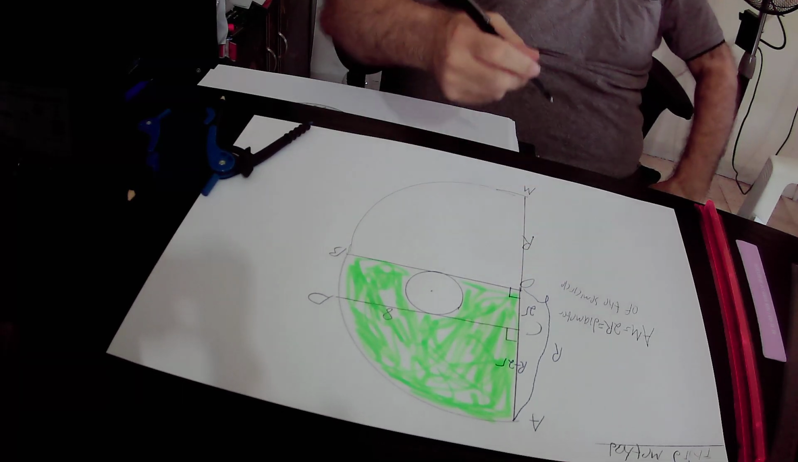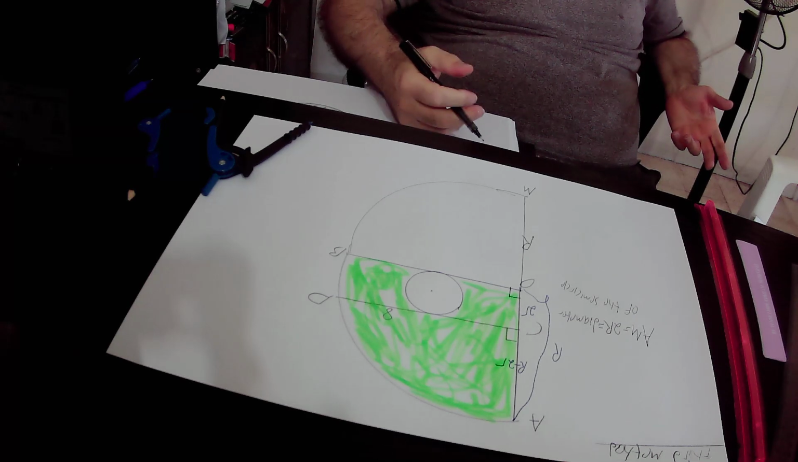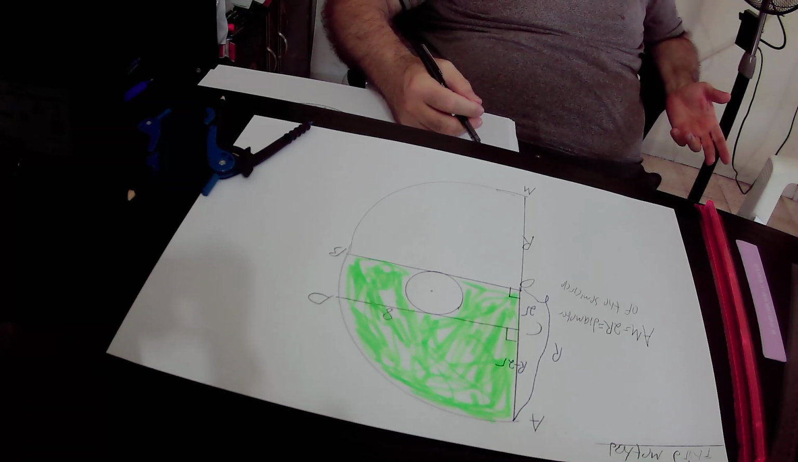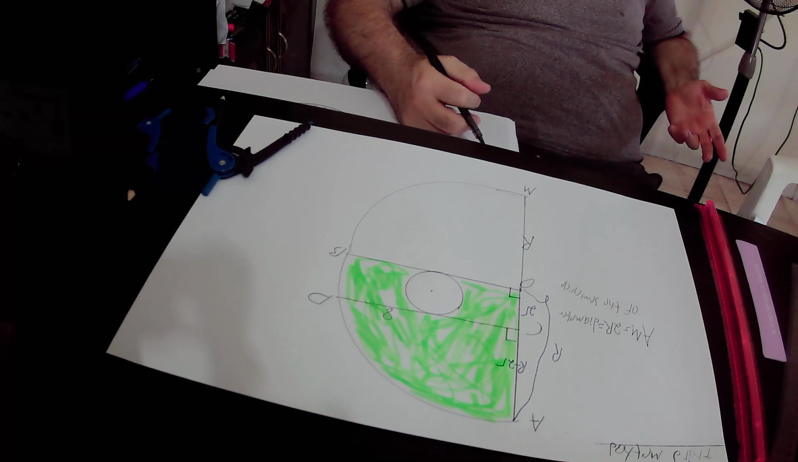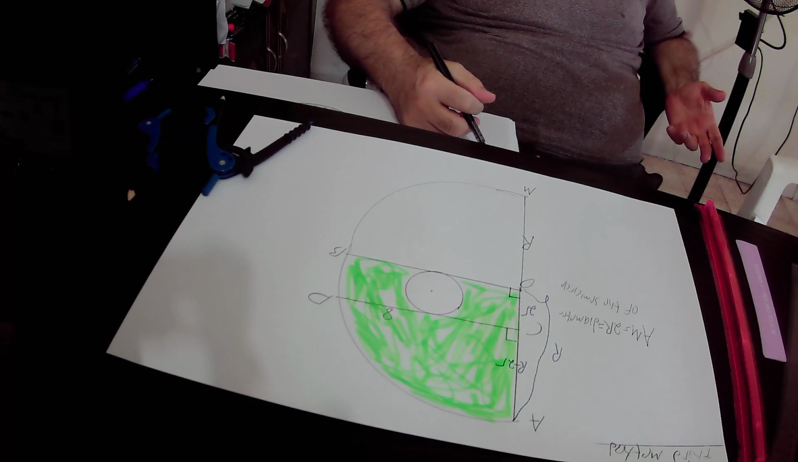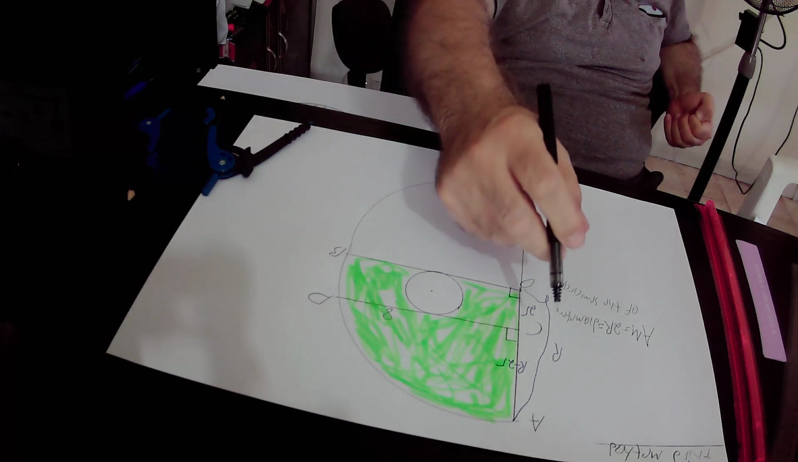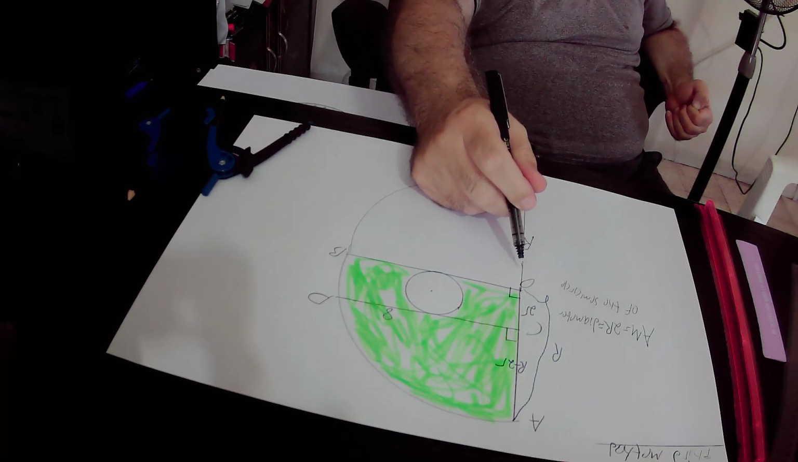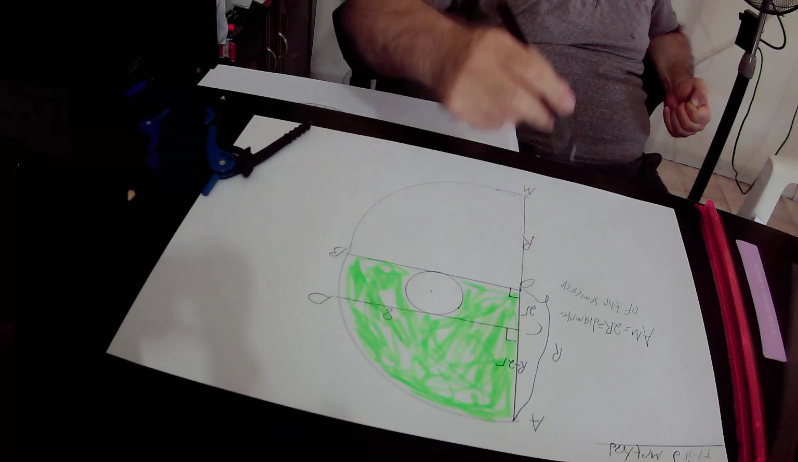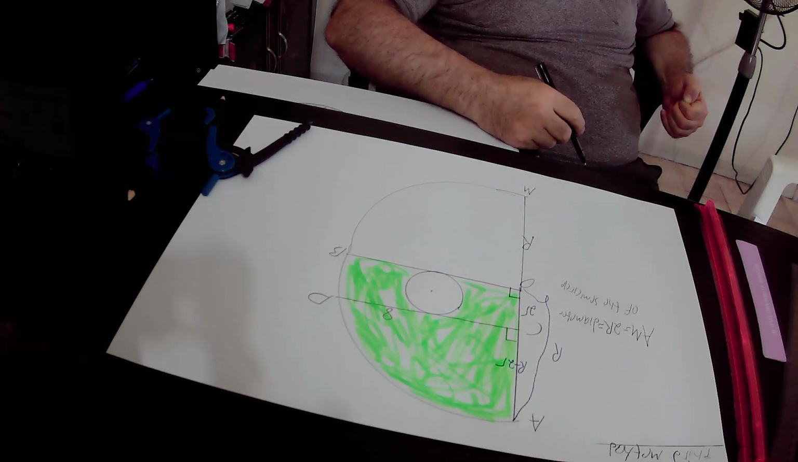Because AM is a straight line, we can see it as a chord, and any chord in a circle or in a semicircle that passes through the center must be the diameter of the circle. Okay, I repeat again. Chord AM passes through the center of the semicircle, therefore it is the diameter of the semicircle.